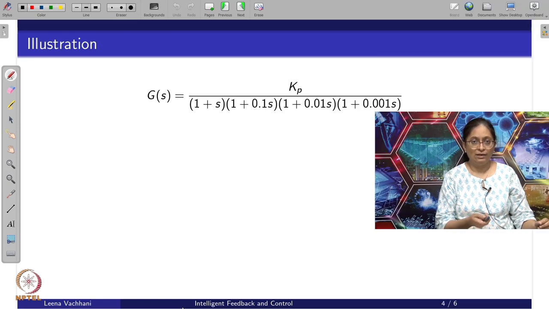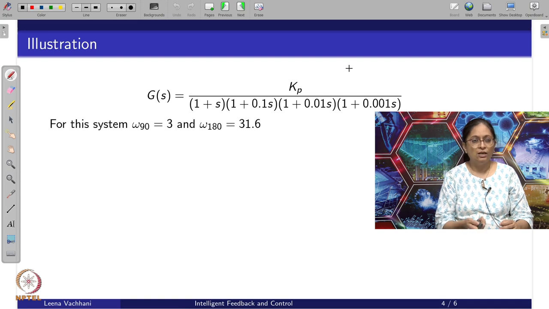Let's see now an illustration of how we apply this Skogestad half rule. Let's understand this with the help of this fourth order system, which has the time constants 1, 0.1, 0.1, 0.01 and 0.001 seconds. For this system, omega 90 turns out to be 3 and omega 180 turns out to be 31.6.